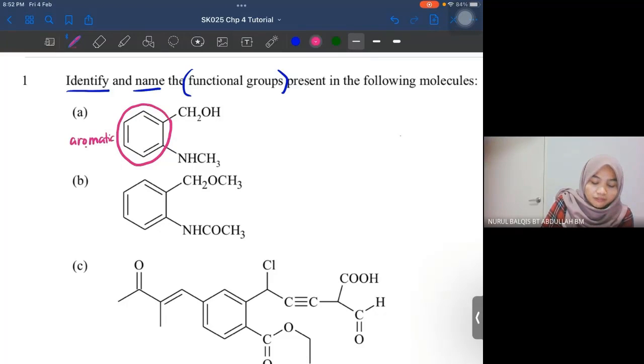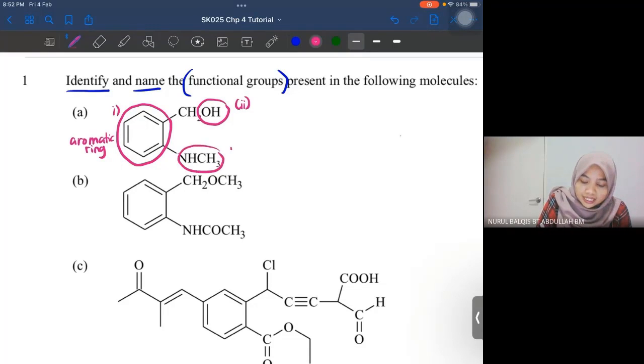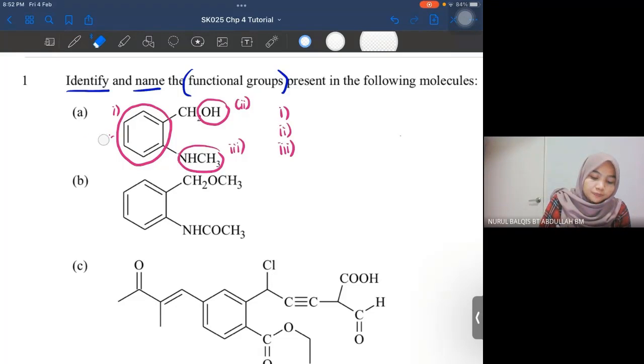Okay, aromatic ring. This is how you identify by circling this benzene ring, and then you name the functional group aromatic ring. Kalau tak nak tulis tepi macam ni, awak buat numbering macam 1, lepas tu 2, kita ada kat sini pula 3. Lepas tu awak buat tepi ni 1 apa, 2 apa, 3 apa. Macam tu. Okay. Dua-dua cara pun boleh. So saya buatlah yang cara ni. The first one we have aromatic ring.